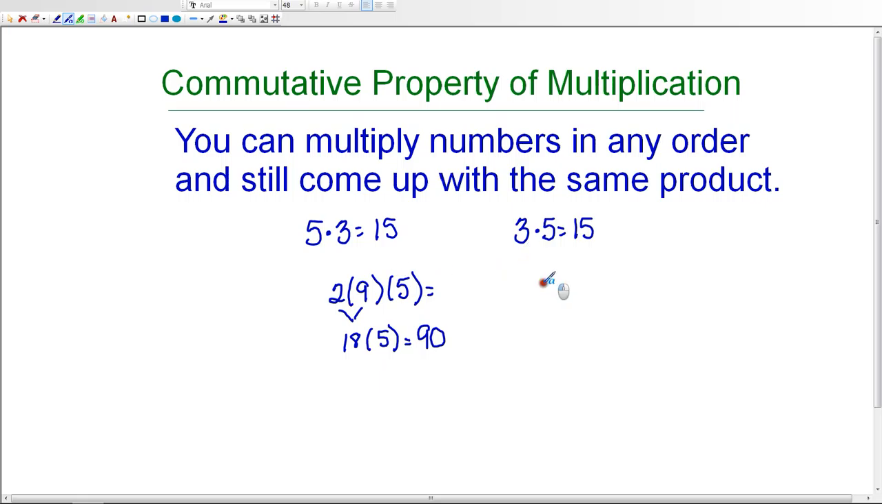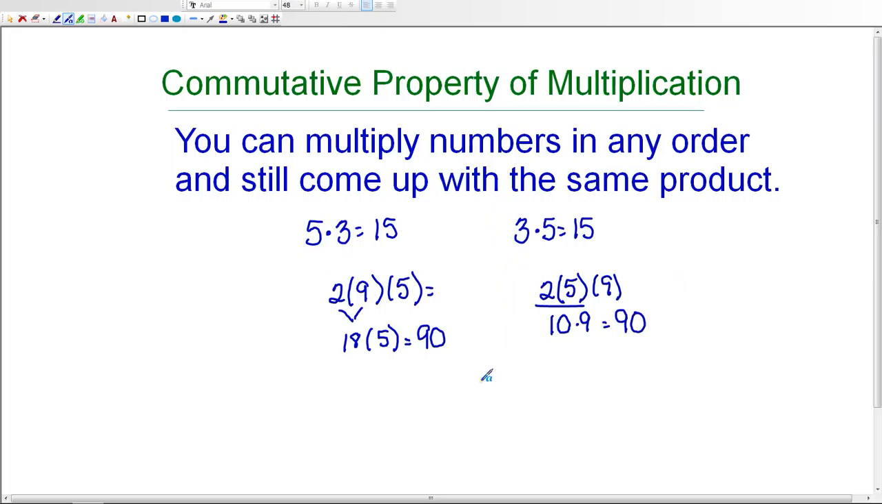But look what happens if I rewrite it, because I know that 2 times 5 is 10. And that's a lot easier to multiply 10 times 9, which I know automatically is 90. So see how quick and easy it was when I reordered these numbers to make that 10. 2 times 5 is 10. Made it so much easier. And that's why we have the commutative property.